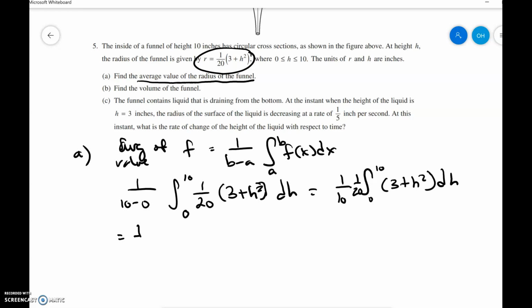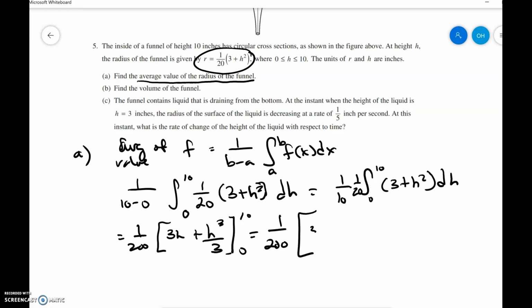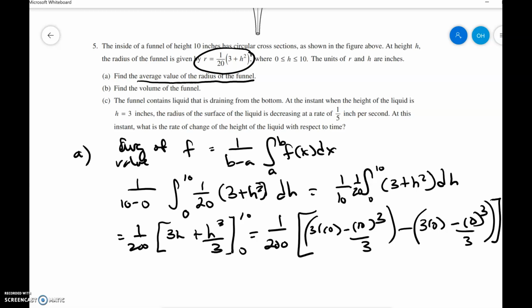So now I basically have 1 over 200, and if I do reverse power rule, then the antiderivative of 3 is 3h, the antiderivative of h squared is h cubed over 3, and I am evaluating that from 0 to 10. I always plug in my upper limit first, so I have 3 times 10 minus 10 cubed over 3, and I am subtracting from that, plugging in 0. I always plug in 0 anyway, because sometimes people assume that I'll get nothing if I plug in 0, and that's not always necessarily true. In this case, I do. This whole thing goes away and ends up being 0.